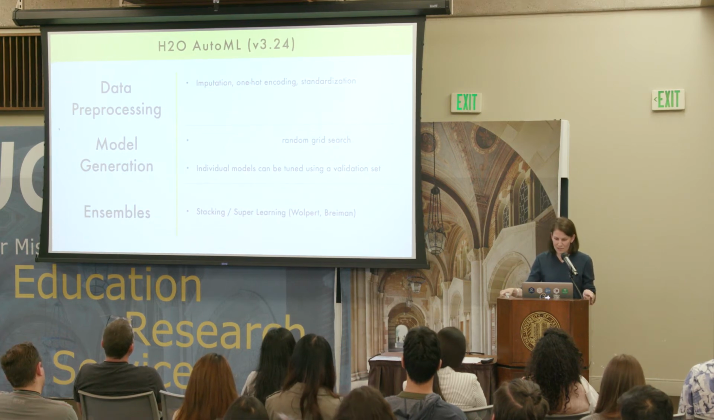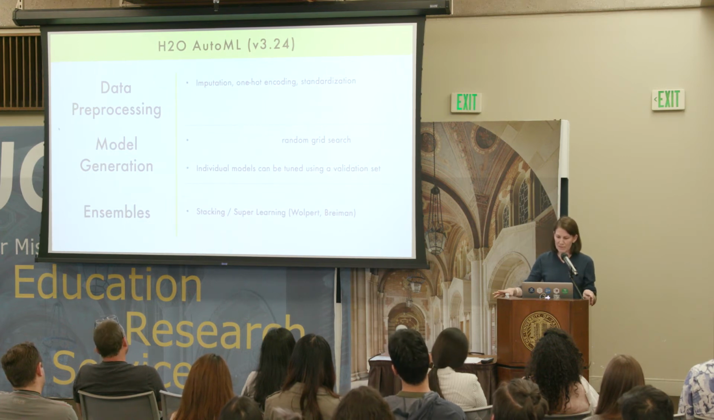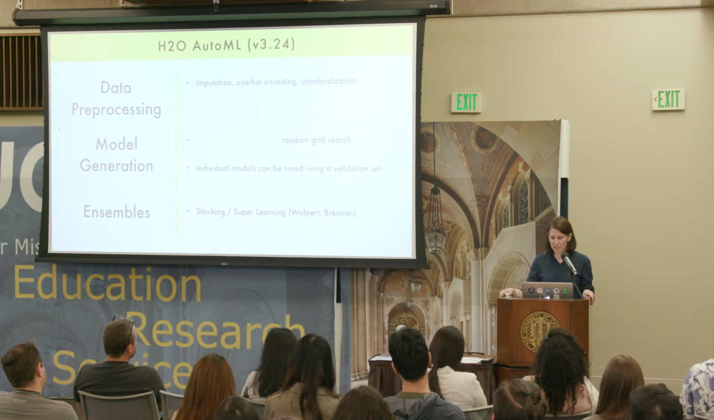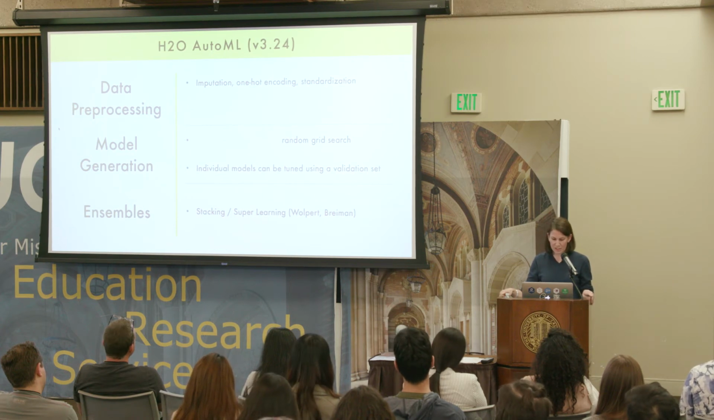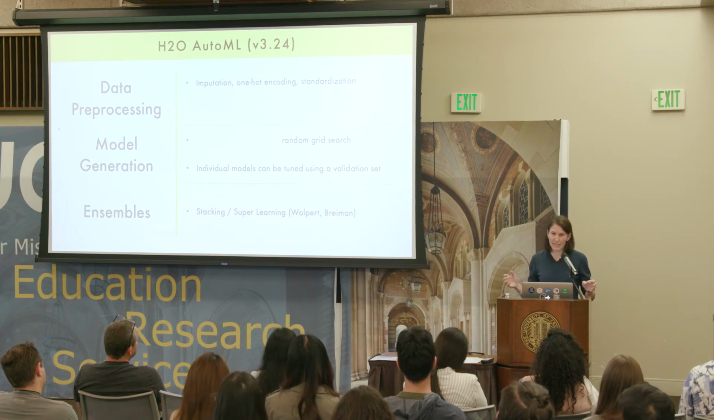Okay, and so then in terms of model generation, what we do right now at least is we do random grid search over all the algorithms that we have in H2O, and then we tune them. It says validation set, but we actually changed that to do cross-validation. So now the individual models are tuned using cross-validation. And then once we have all these models, we create stacked ensembles from them.